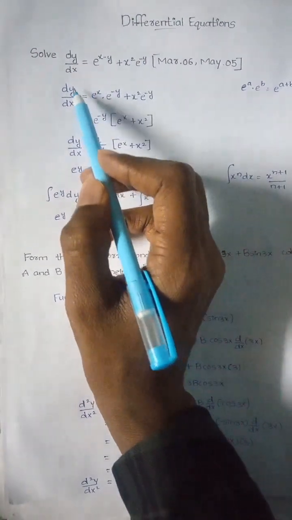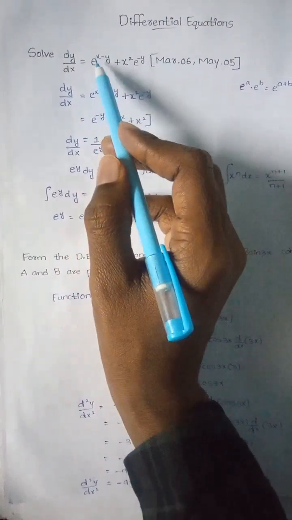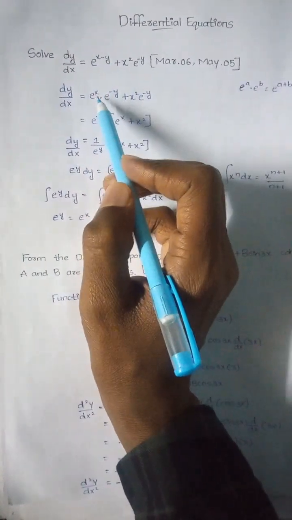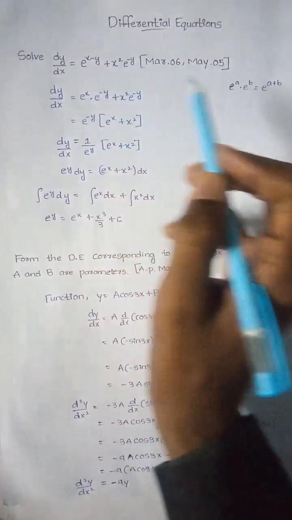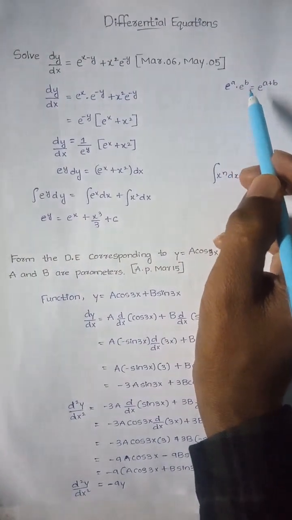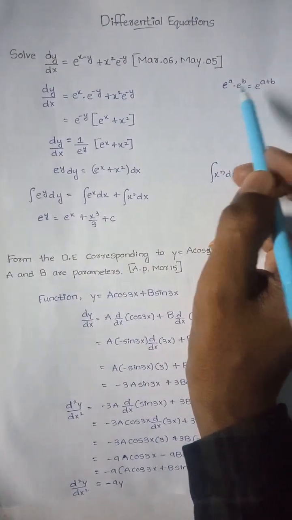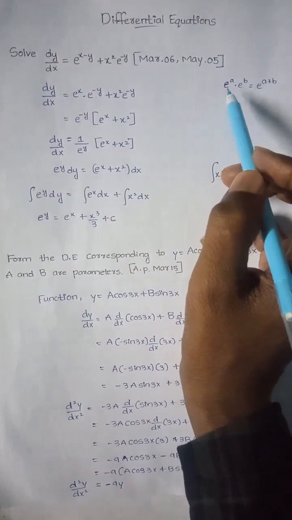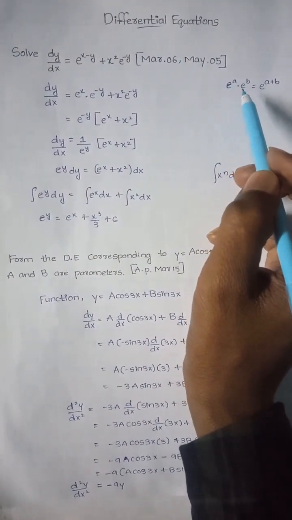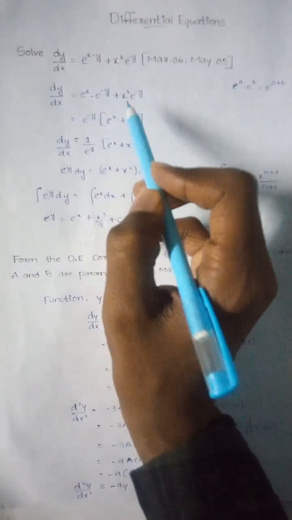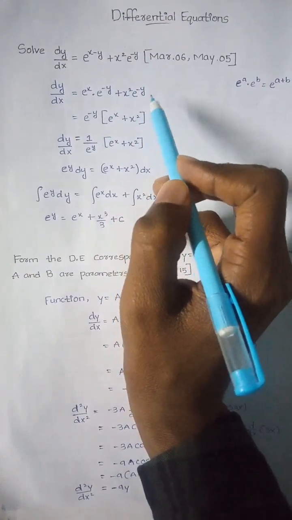So dy by dx is equal to e power x minus y, which can be written as e power x into e power minus y, since e power a into e power b can be written as e power a plus b, where e is the base which is common to both e power a and e power b, right? Plus x square into e power minus y.